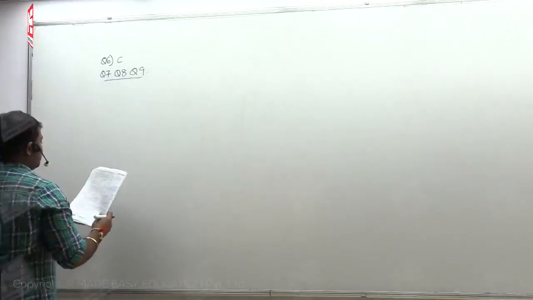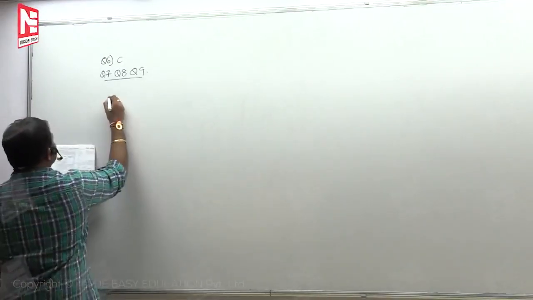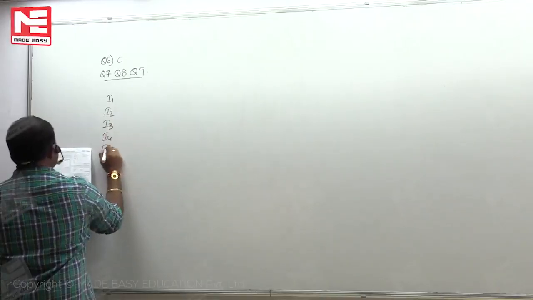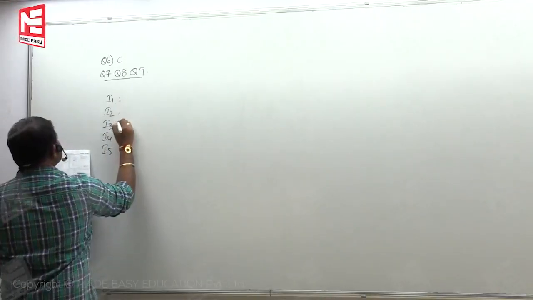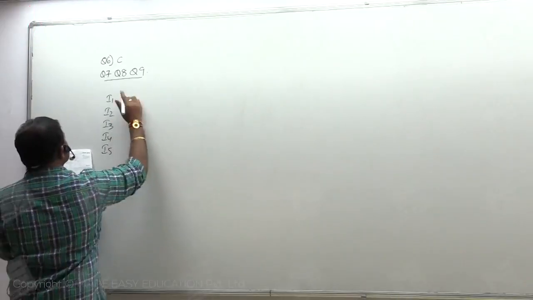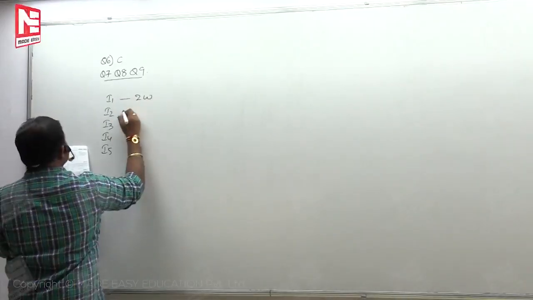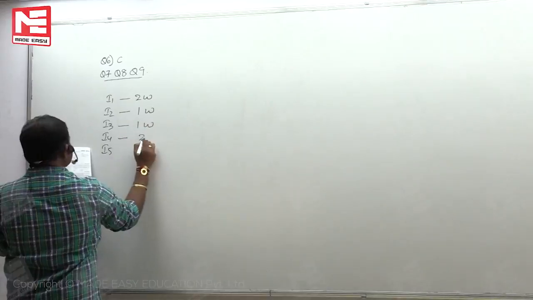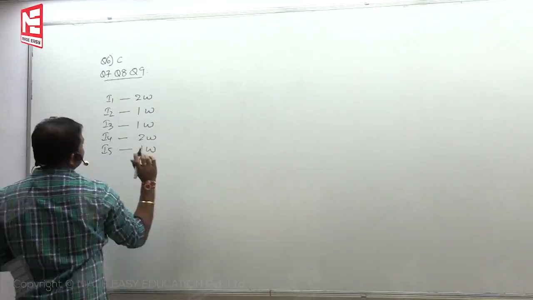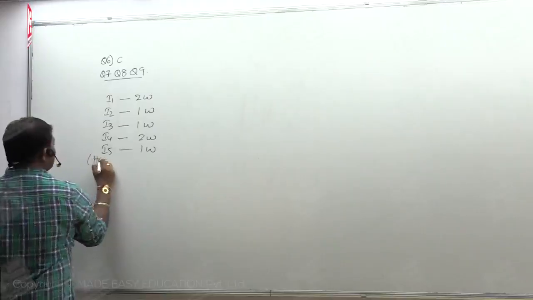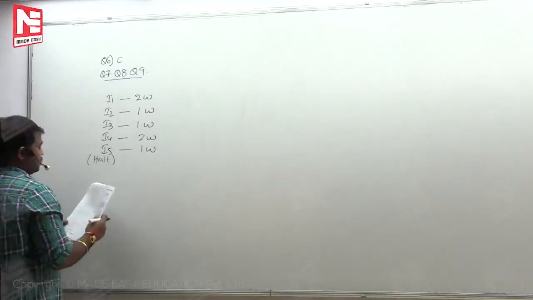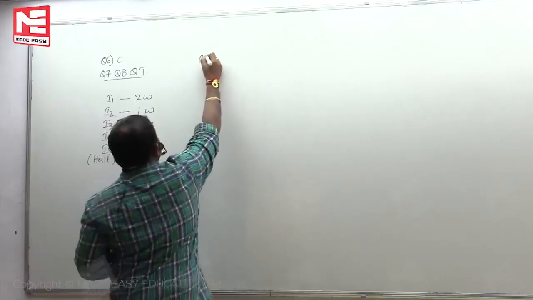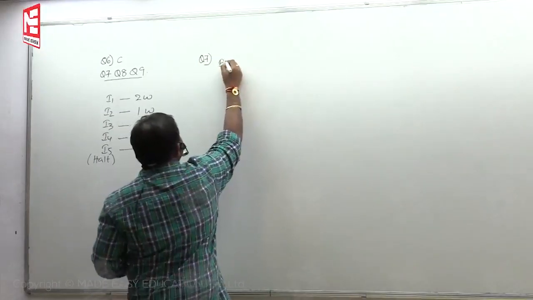The program given here has I1, I2, I3, I4, I5. Size is given: this is 2 word, this is 1 word, this is 1 word, this is 2 word, this is 1 word. I5 is the halt given in the question. Consider that memory is byte addressable. Question number 7, memory is byte addressable.